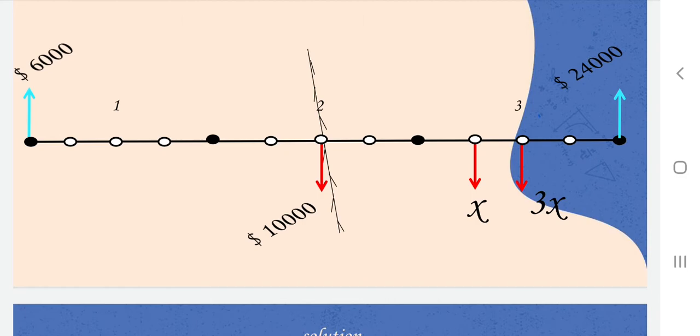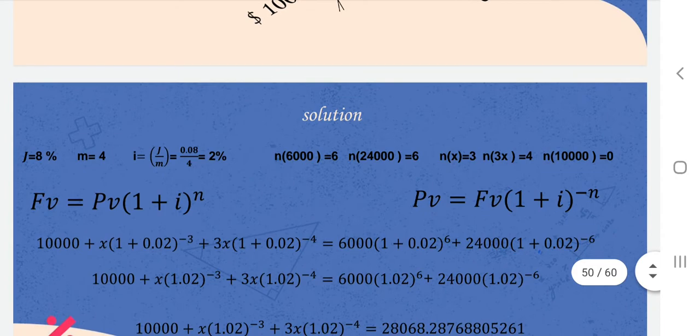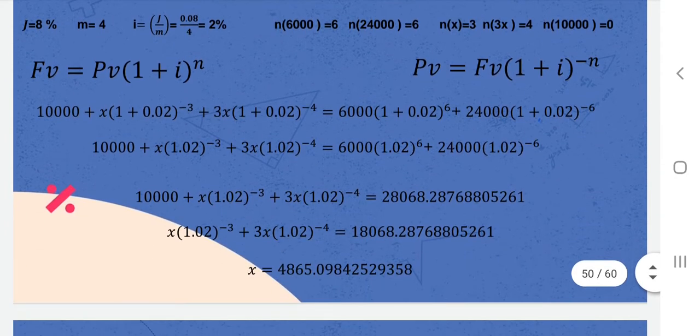Every period equals 3 months, so n will be equal 6, and the same for $24,000, n equal 6, and for $10,000 n equal 0, and n for x equal 3, and for 3x equal 4. By substituting in the formula of future value and present value, you can get x, which is equal 4,865.